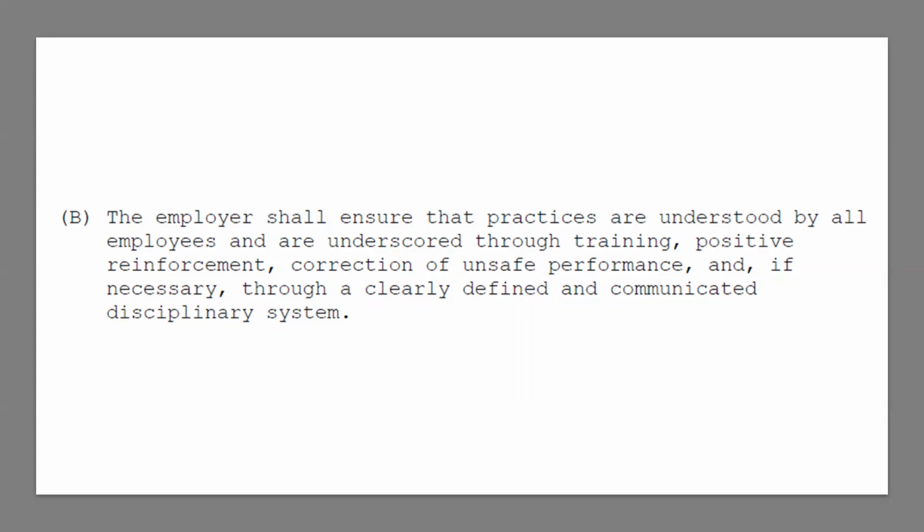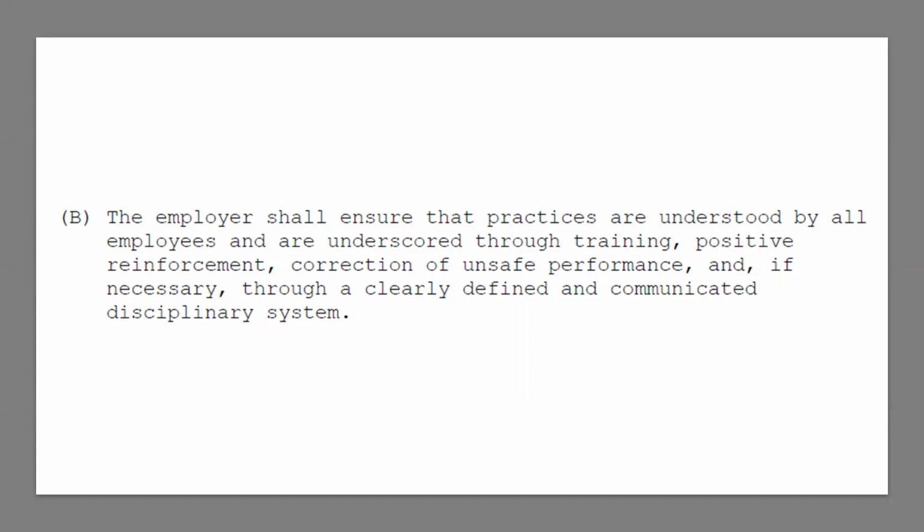So the practices are understood by all employees, and it's underscored, in no mistake in the order of this, through training, through positive reinforcement, recognizing the behaviors that we want to see continue, through correction of unsafe performance, recognizing and expressing what we want clearly so we can avoid misunderstandings, right? Correction of unsafe performance. And if necessary, a clearly defined and communicated disciplinary system, right?